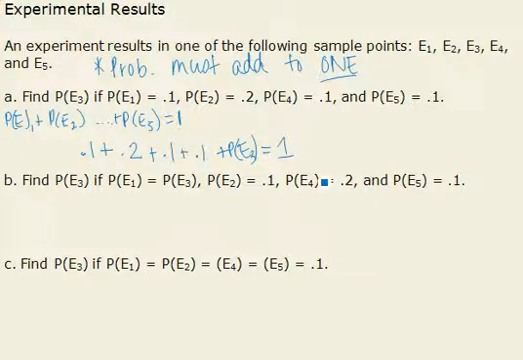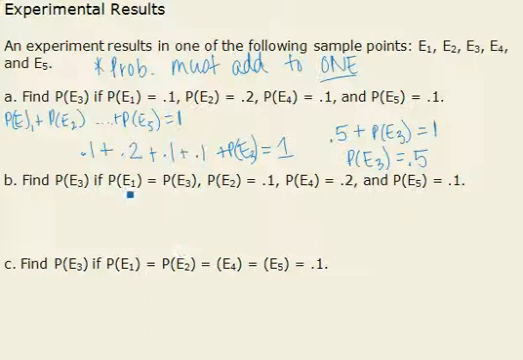All of this adds to 1. So we have 0.1, 0.2, 0.3, 0.4, 0.5, plus the probability of E3 has to equal 1. Subtracting 0.5 from both sides, I see that the probability of E3 has to equal 0.5. And that's your answer. Now for part B, similar pattern except we're finding the probability of E3.